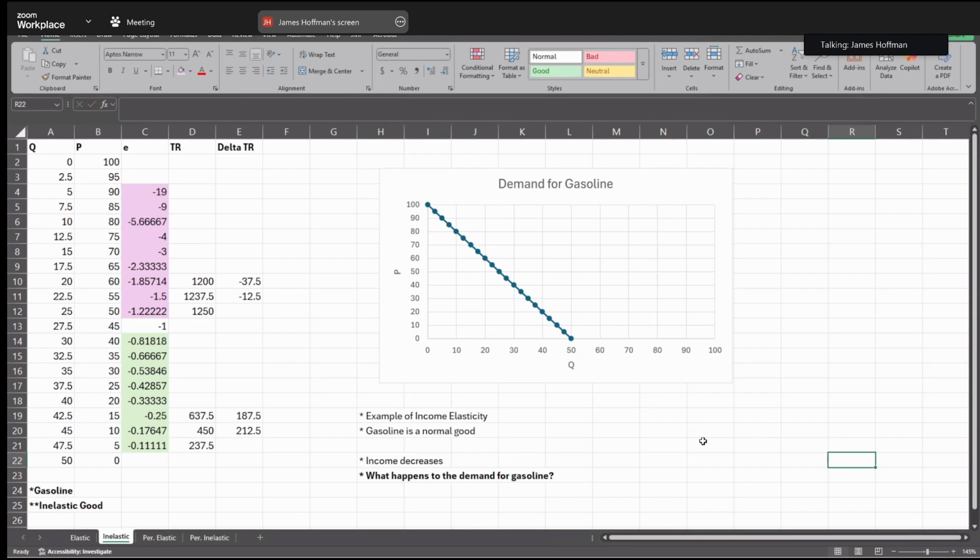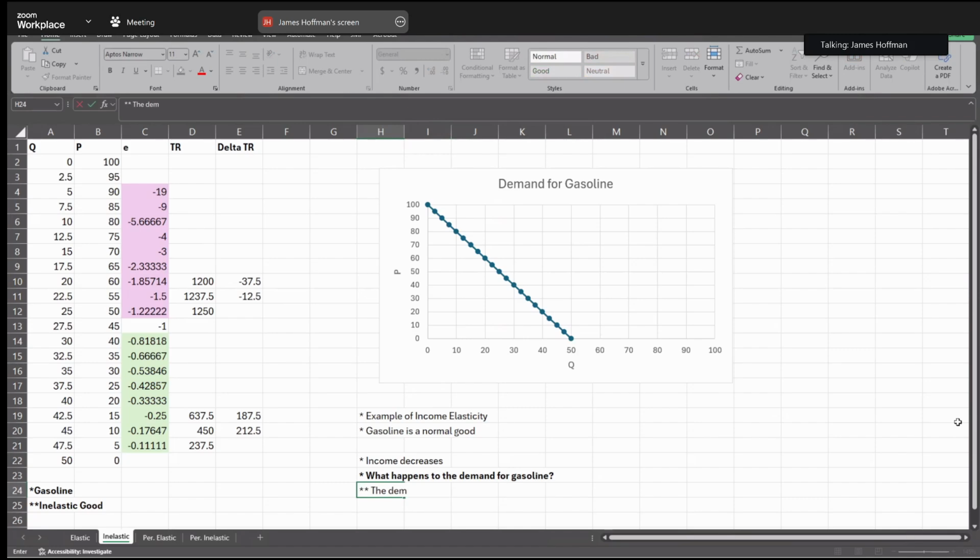Yeah, normal good. Yeah, it should go down. So we know the definition of a normal good is that with more income, consumers buy more of it, and with less income, they buy less of it. So in this case, this is a normal good, and that means there's a positive correlation between income and demand, and so that would shift the demand curve down to the left.